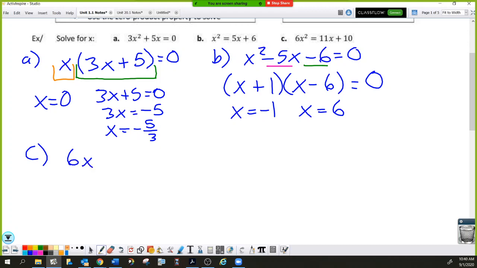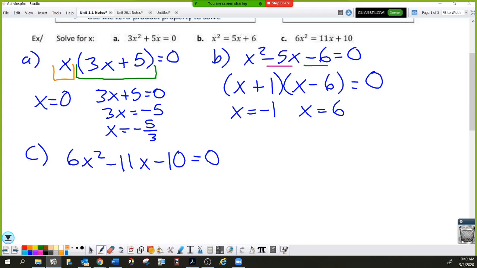So I have 6x squared minus 11x minus 10 equals 0. And there is no greatest common factor. This is the kind of factoring where I see a lot of our factoring skills break down. The moment there's a number in front of the x squared, factoring becomes less easy, less straightforward.